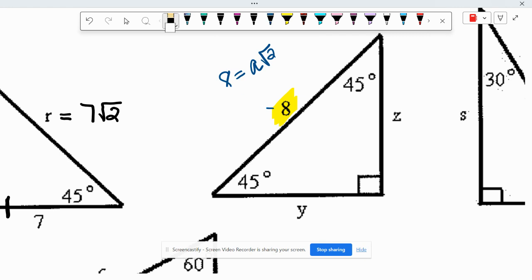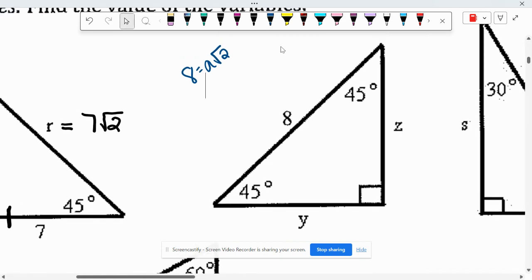Yes or no? Okay, so let's use that. 8, the hypotenuse, equals A times the square root of 2. I'm trying to solve for A, which will give me the measurements of X and Y, these two sides. How do I get A all by itself? What is the undo of multiply? Divide. So I have to divide both sides by what? The square root of 2.